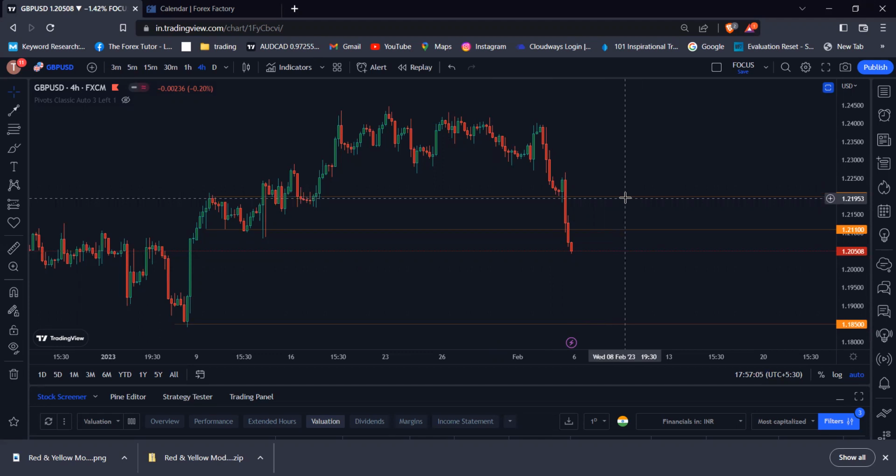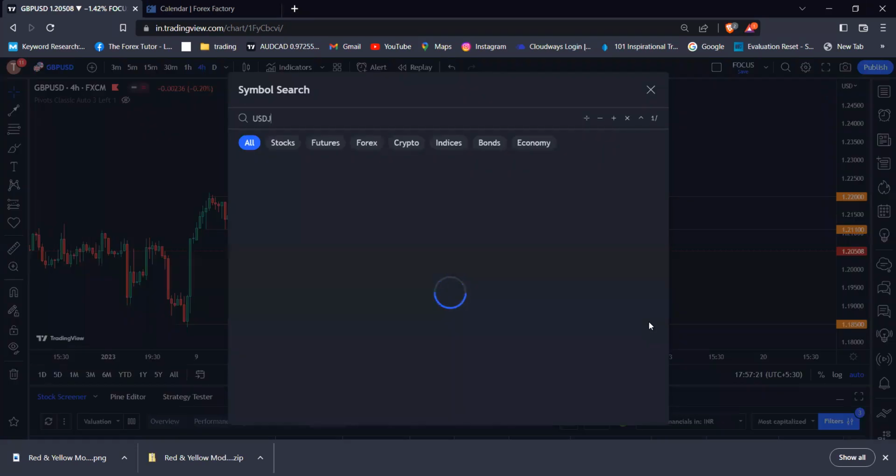Then we engage this trade, and our first target should be the 1.200 psychological number. Then second target should be the 1.8500 psychological number. So our third pair is USD Yen.